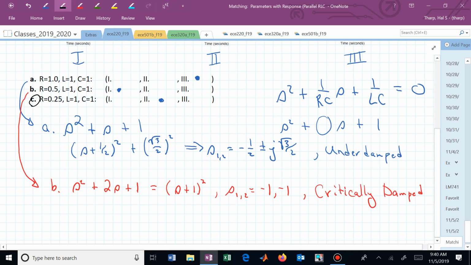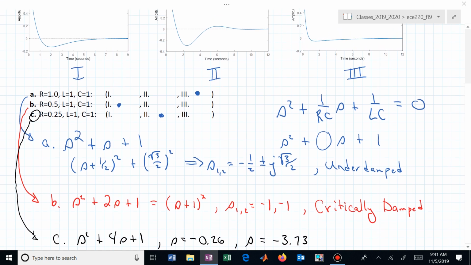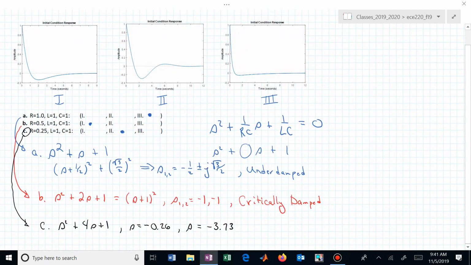And C is now S squared plus 4S plus 1. That one, plug into your calculator. The roots are kind of messy. What are they? They are now S equal minus 0.26, with more decimal places or more significant figures, and S equal minus 3.73. My screen needs to be bigger. I just made it bigger.